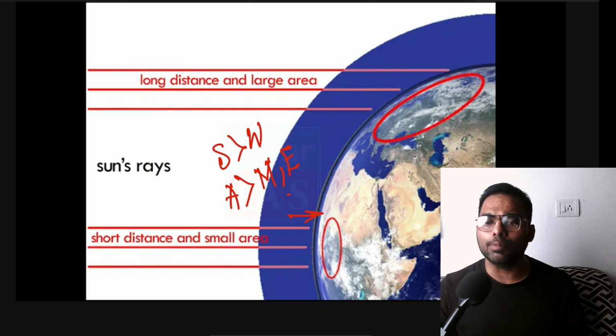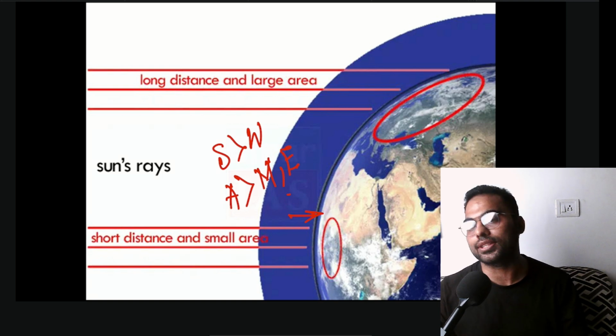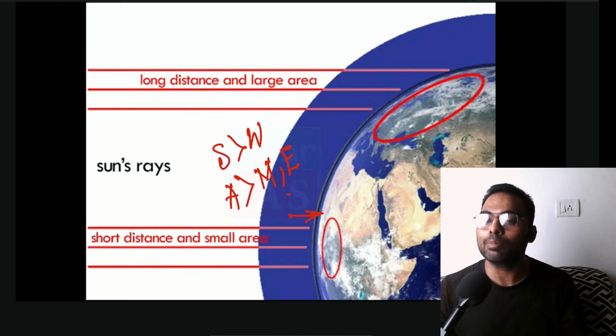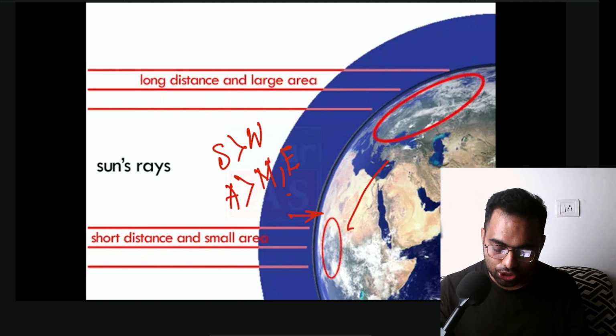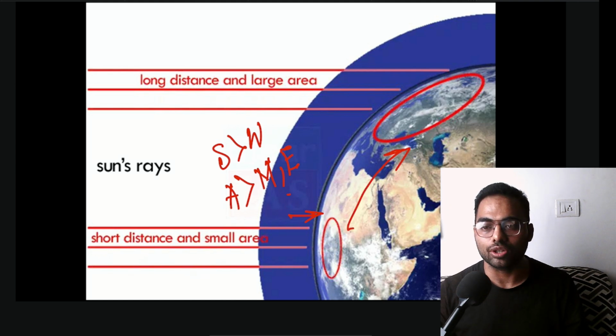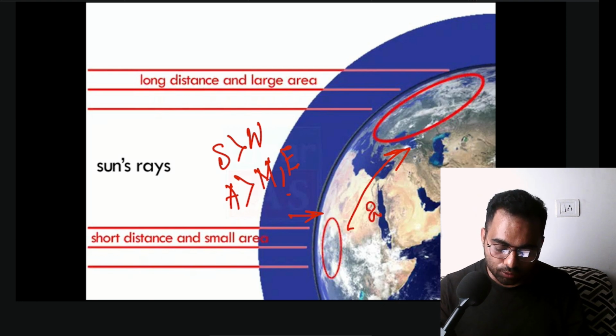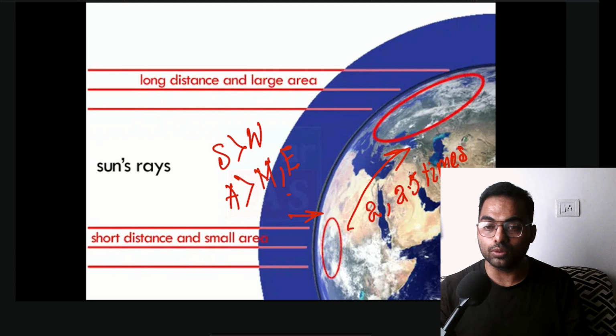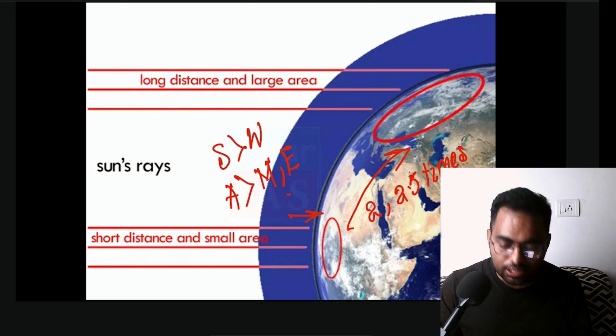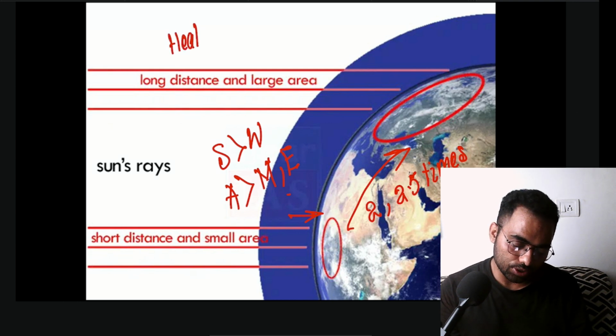And as we talk about the equator, it is really obvious that the equator receives far more insolation than what is received at the poles. But the question is how much? It is nearly to the tune of 2 to 2.5 times. Let's understand one more thing. The heat budget.